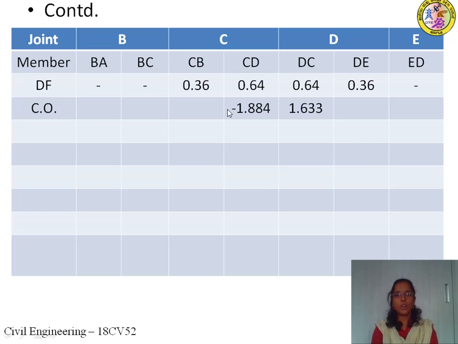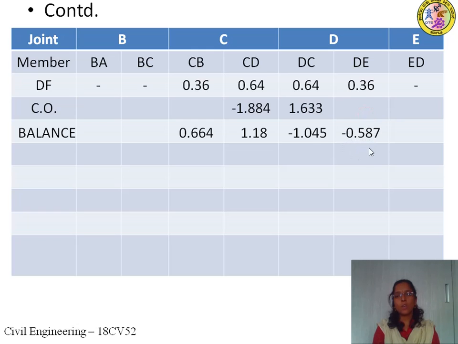Next again we have to balance joint C and joint D. Joint C is imbalanced by minus 1.884. So minus 1.884 into 0.36 will be equal to 0.664, and 1.884 into 0.64 will be equal to 1.18. So imbalancing moment at D is 1.633. Therefore balancing moment will be minus 1.633. Minus 1.633 into 0.64 will be equal to minus 1.055, and minus 1.633 into 0.36 will be equal to minus 0.587.